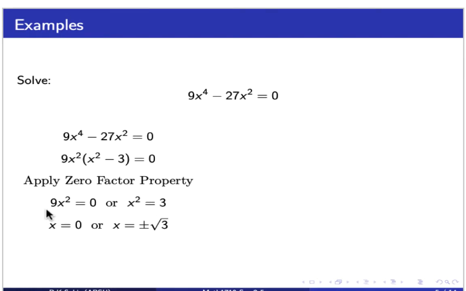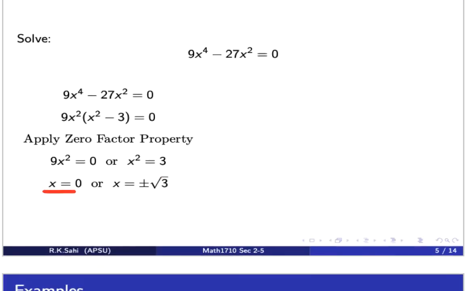When you focus on the part 9x squared equal to 0, this is true when x is 0. On the other hand, when x squared minus 3 is equal to 0, that means x squared is 3, or x is plus or minus square root 3. So the solution to this polynomial of degree 4 is x equals 0, which is repeated twice, and x equals plus or minus square root of 3.